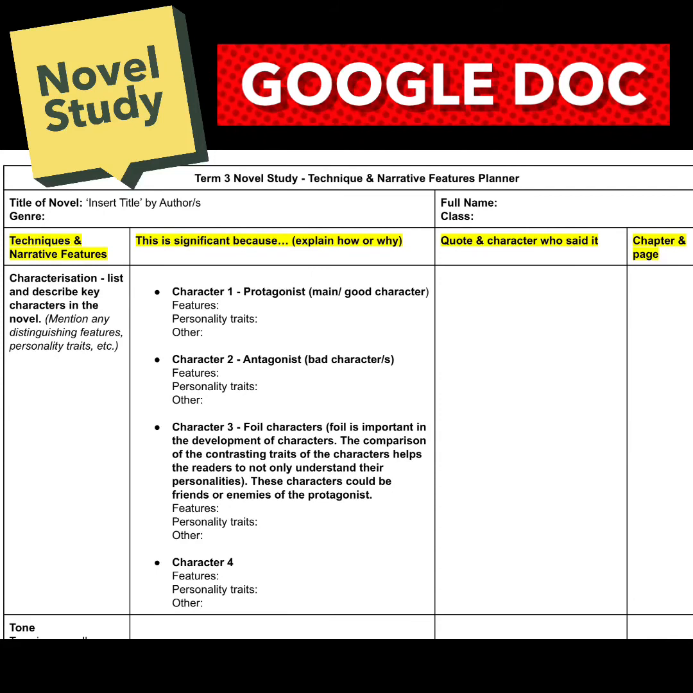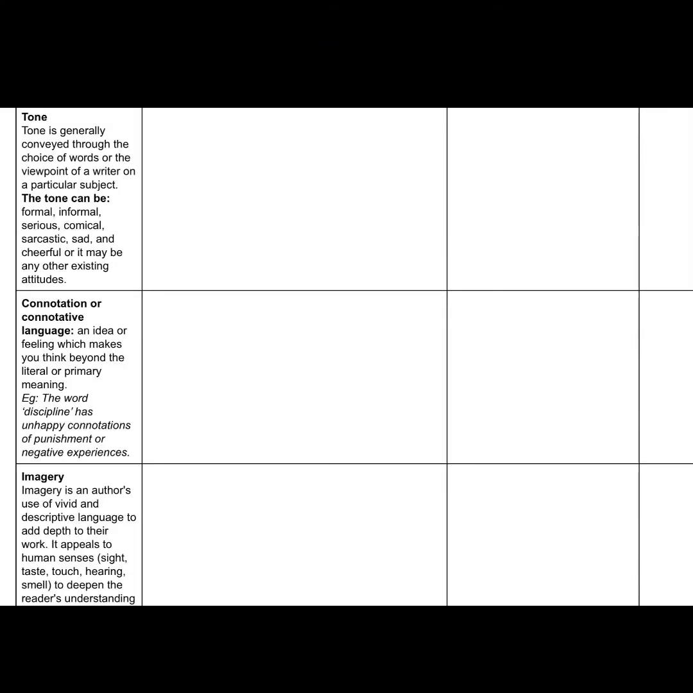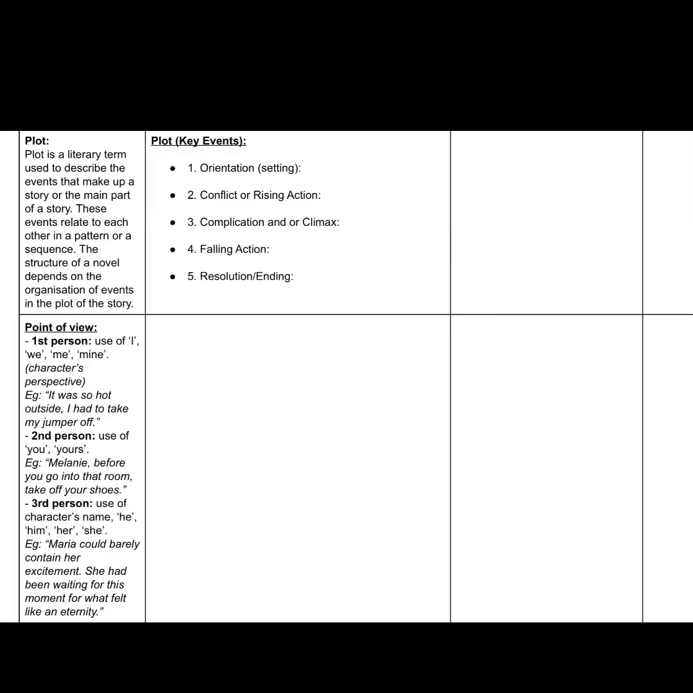Now, as you can see, this doc has a lot of details ranging from characterization, tone, connotative language, imagery, metaphor, simile, sentence structure, plot, point of view, perspective, key themes, symbolism, style of novel, repetition, and any other important features that you think that you'd like to include.